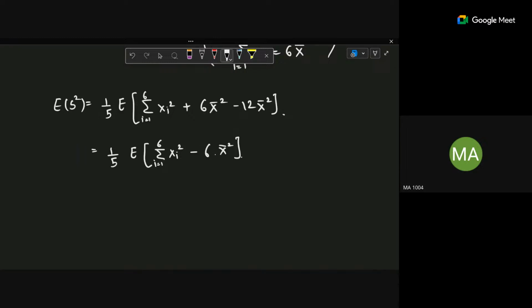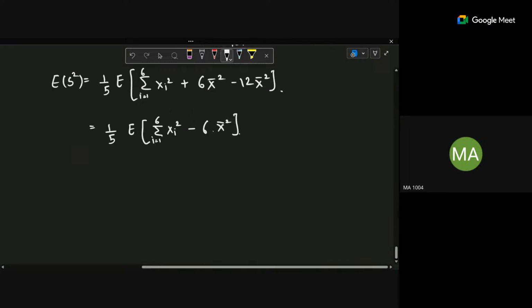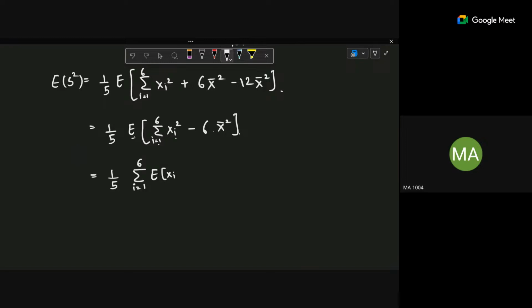No, right? So what we'll do now: this is nothing but summation xi square, that means x1 square plus x2 square plus so on till x6 square. So can I write it as summation i equal to 1 to 6 expectation of xi square? I am just entering this expectation inside, minus expectation of 6 x bar square. Is it fine if I write like this?